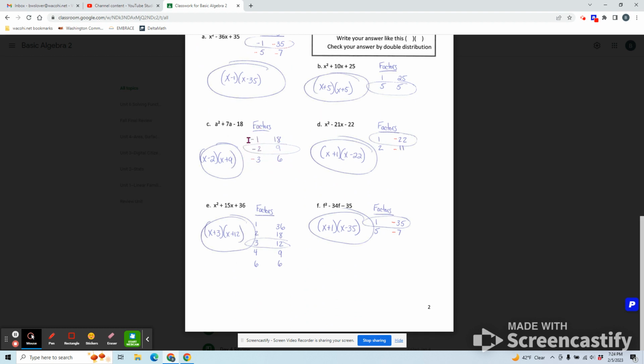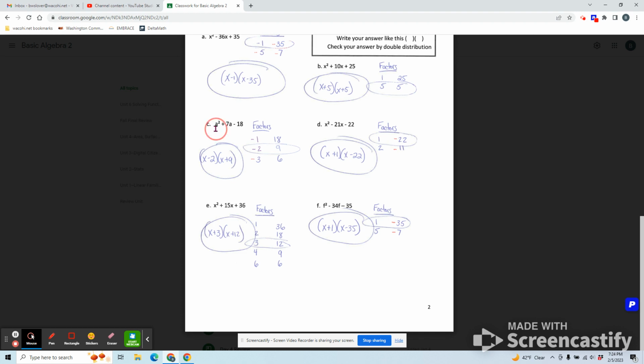So now I figure out which ones add to give me 7. Negative 1 plus 18. That doesn't give me 7. Negative 2 plus 9. That gives me 7. So those are my factors that I'm going to use.